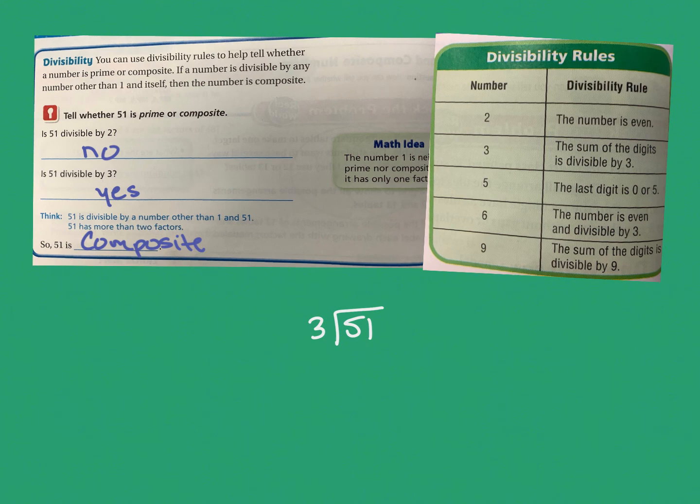Okay, let's do our calculation. Remember, we ignored this part. So 3 times what number gets me as close to 5 without going over? 3 times 1. That leaves me with 2. And 3 times what number gives me 21? 3 times 7. There it is. So 3 times 17 is another factor. Are there more factors of 51? Possibly. I don't know. They didn't ask me to find all the factors of 51. They just asked me to find out if it's prime, a loner, or composite. Has other friends. And it has other friends. 3 and 17 are other friends.